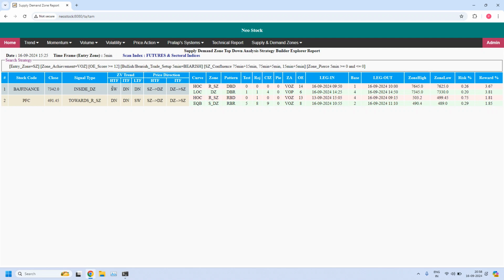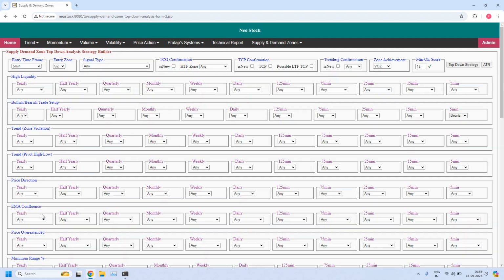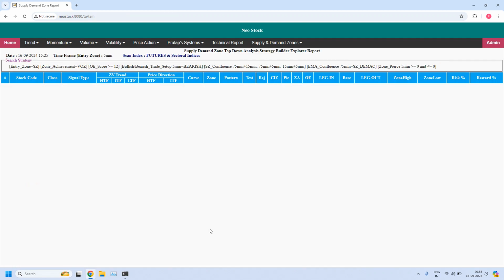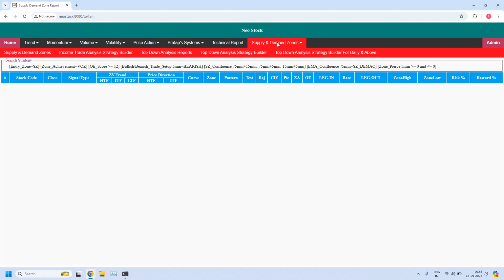The first one doesn't make any sense even if it is having 75 minutes zone EMA confluence. But let's verify. In the EMA confluence, 75 minutes time frame, because in the 75 minutes we have to check 75 minutes supply zone with daily EMA confluence. So none of the zones are having EMA confluence. Fine.